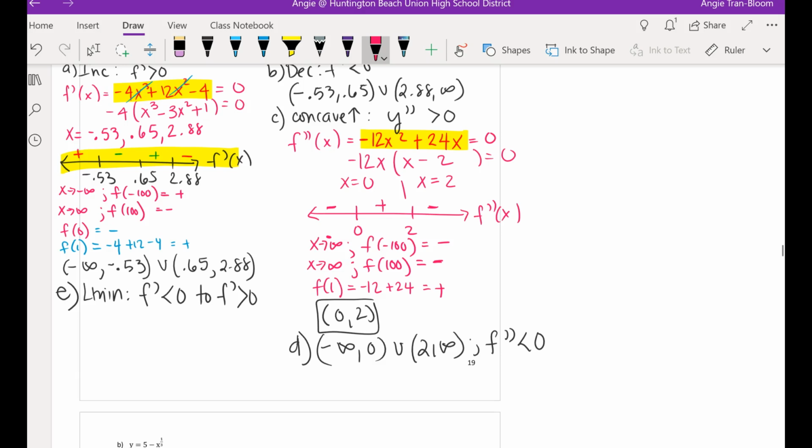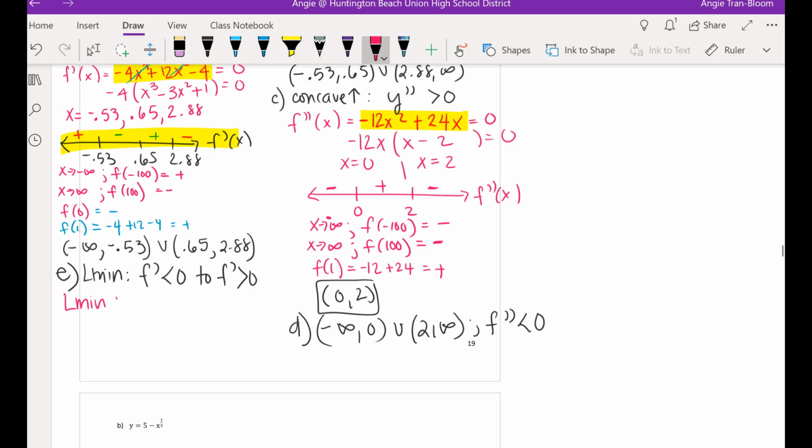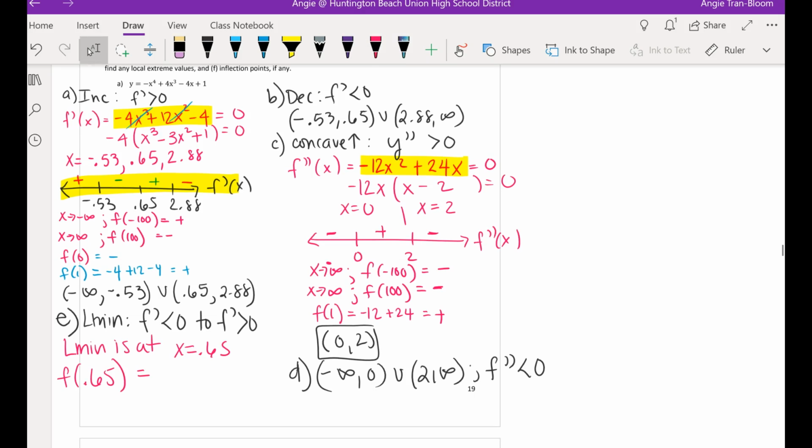So for local min, I need to plug 0.65 into the original function. Does it say values? Yes, so that means I need to plug it in. Local min is at x equals 0.65. Then I need to plug in f of 0.65, so let me use my calculator. You should do the same thing to check my math. Negative x to the fourth, plugging in 0.65, plus 4 times 0.65 to the third, minus 4 times 0.65, then plus 1.